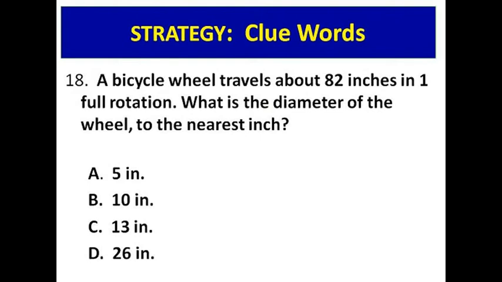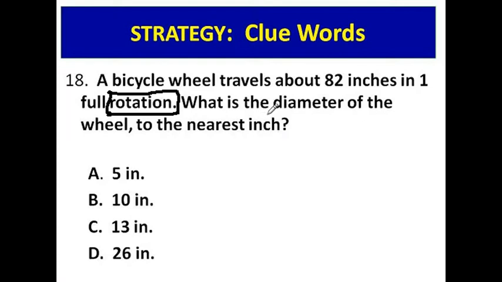Okay, this example says, a bicycle wheel travels about 82 inches in one full rotation. What is the diameter of the wheel to the nearest inch? All right, we've got some clue words here. I have been talking about this clue word to you guys for a long time. One rotation means one circumference. If that wheel travels 82 inches in one full rotation, then that means that its circumference is 82 because a tire rotates on its circumference.